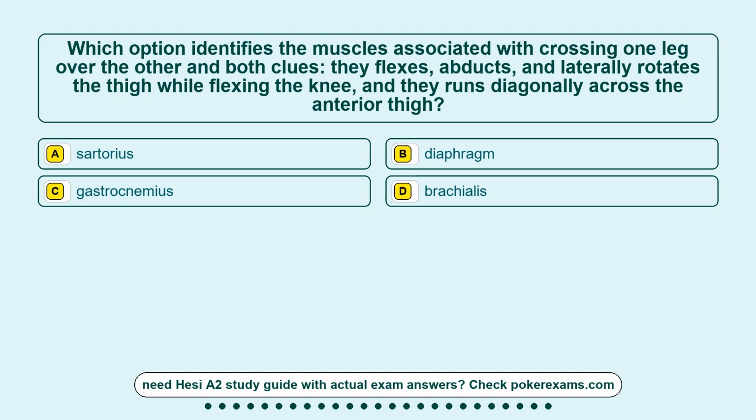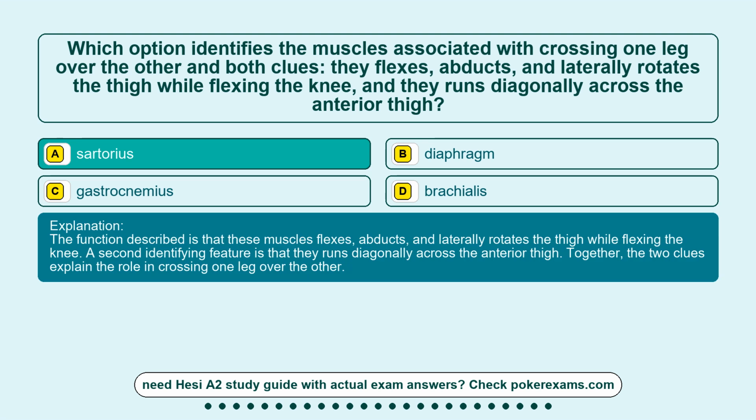Question 19. Which option identifies the muscles associated with crossing one leg over the other in both clues? They flex, abduct, and laterally rotate the thigh while flexing the knee, and they run diagonally across the anterior thigh. Option A, sartorius. Option B, diaphragm. Option C, gastrocnemius. Option D, brachialis. The correct answer is option A, sartorius.